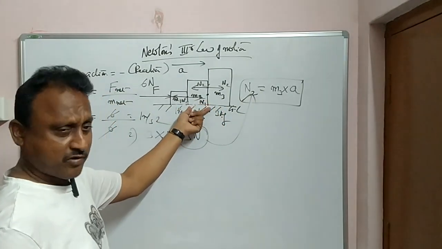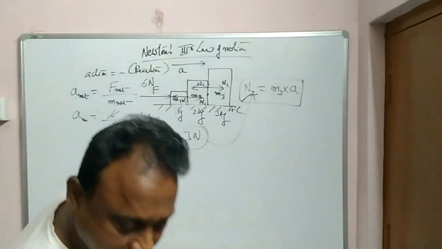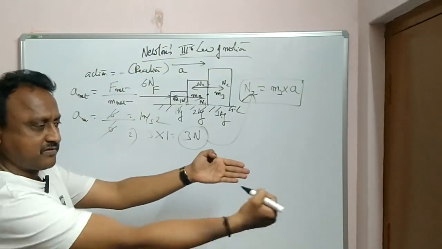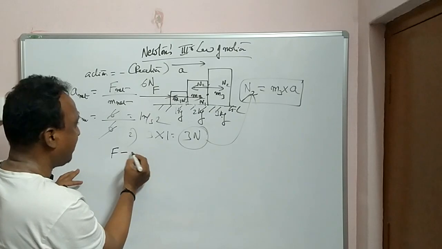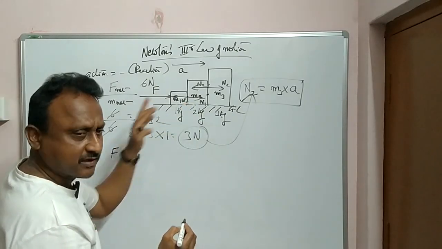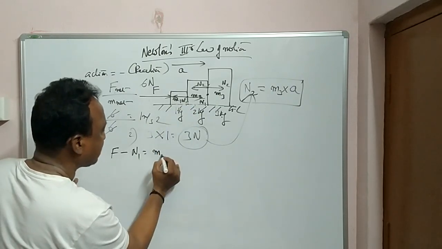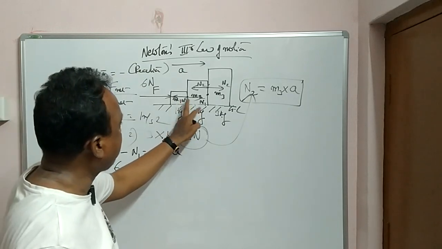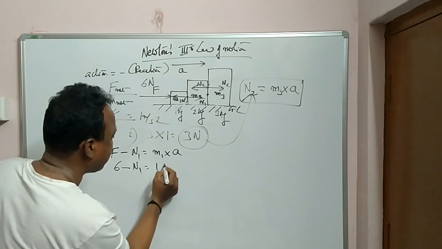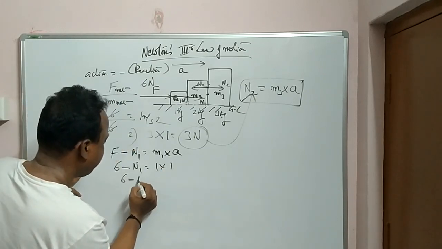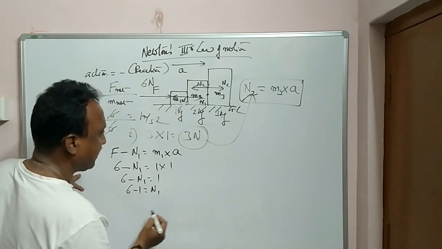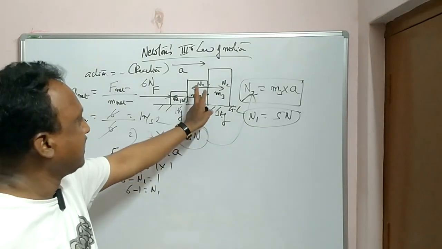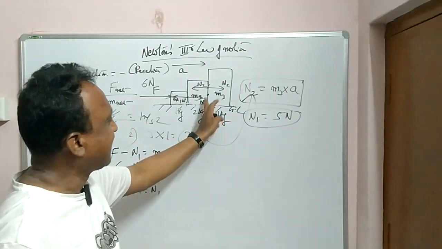Now let us find out the contact force between first block and second block. We have assumed N1. So this direction is positive and this direction is negative. If I apply force here, F applied force minus normal force N1 is equal to M into A. What is M here? Mass of the first body into common acceleration. So force 6 newtons minus N1, which we have to find out, is equal to M1, 1 kg, into common acceleration 1. So 6 minus N1 is equal to 1, or 6 minus 1 is equal to N1. Therefore finally N1 is 6 minus 1, that is 5 newtons. So these are the contact forces between first block and second block and also second block and third block.